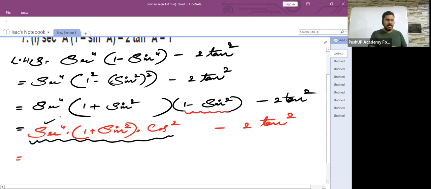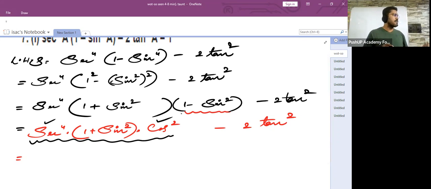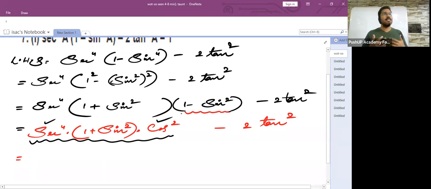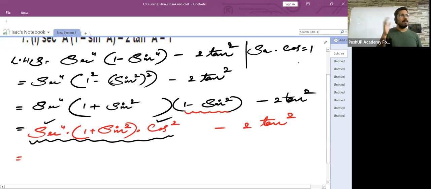Did you notice you have sec function and cos function here? What is the relation between sec and cos? They both are reciprocal functions to each other, isn't it? And you all know the product of the reciprocal functions is always equal to 1. It's a fact. Now you notice this. You have sec raised to 4 here and cos raised to 2 here.